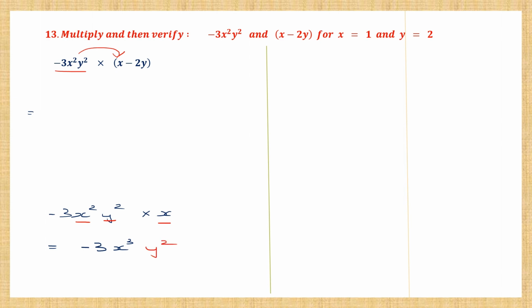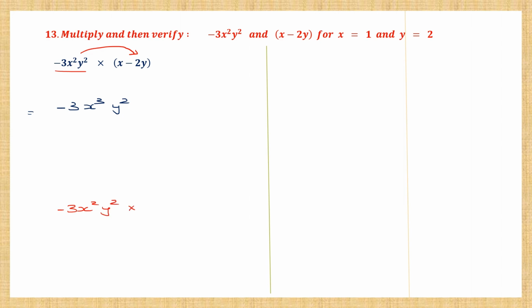So what do we have here? Here we have minus 3 x to the power of 3 and y to the power of 2. Now we multiply this with minus 2y. So that is minus 3x square y square into minus 2y. So minus into minus, first the sign is plus. Then the numbers, 3 2s are 6. Then x square. We don't have another x that side. So this remains as x square. Here we have y square and y to the power of 3. So this is plus 6x square y cube. So this is the answer that we have got here.